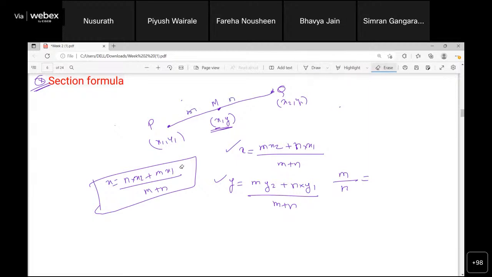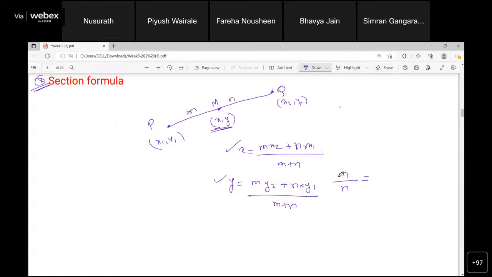In general, we consider this m and n. If I replace this m by n and n by m, then it will be m into x1 plus n into x2. Many students simply remember this formula and think it will be mx2 plus mx1, but this is not correct.